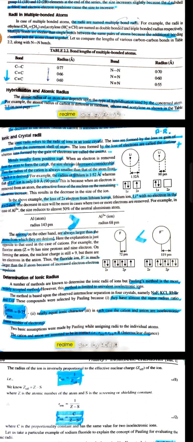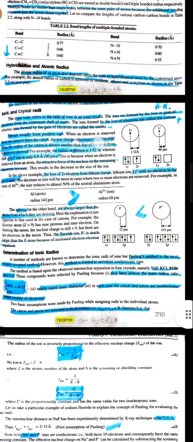The decrease in size will be more in cases where 2 or more electrons are removed. For example, in case of aluminium 3+, the size reduces to almost 50% of the neutral aluminium atom. The radius of aluminium is 143 picometer, whereas the radius of the aluminium 3+ ion is 68 picometer.